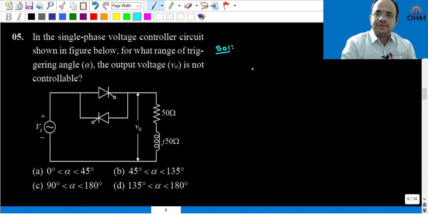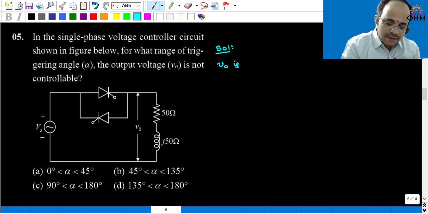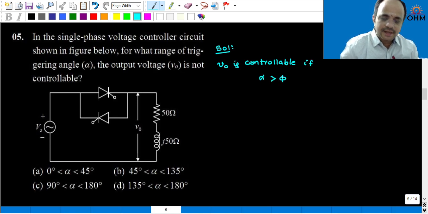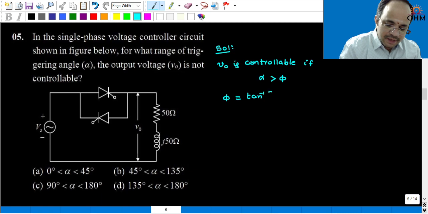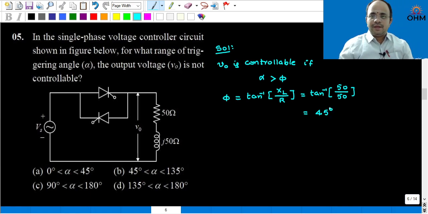In this particular circuit, a single phase AC voltage controller, when the load is inductive, V0 is controllable if the firing angle is greater than the load power factor angle. What is the load power factor angle here? Tan inverse XL divided by R, that is tan inverse 50 divided by 50, which gives you 45 degree. So if the firing angle is less than this 45 degree, then the output voltage cannot be controlled.